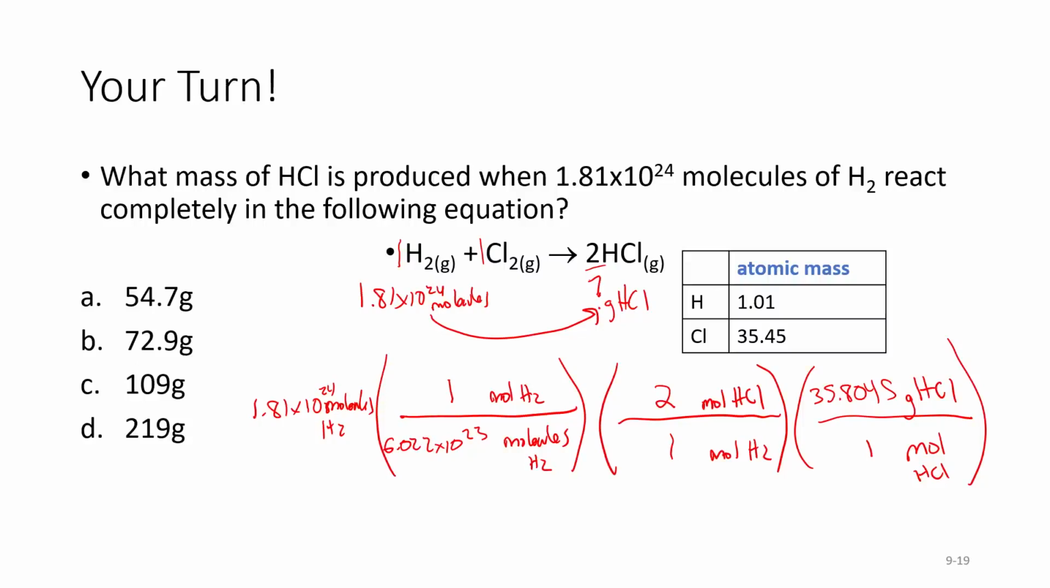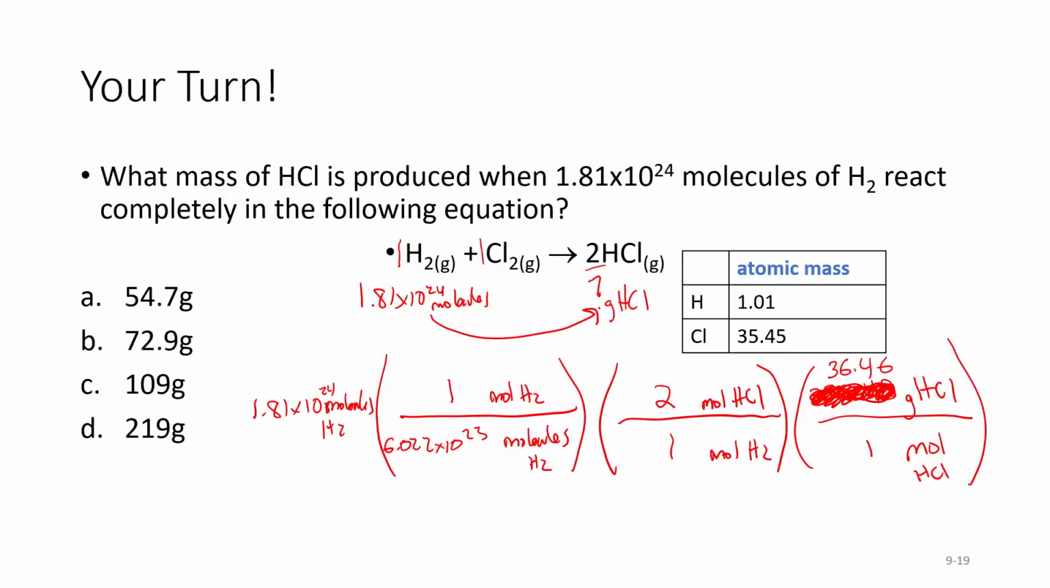Oops, that's not correct. Sorry about that. I pressed multiplication instead of addition. So let's do this correct. 1.01 plus 35.45. And we get 36.46. That looks much better.